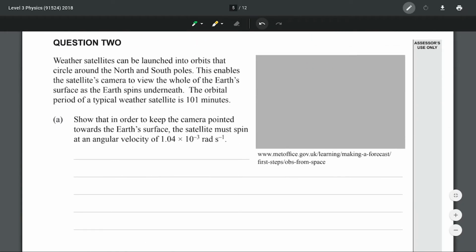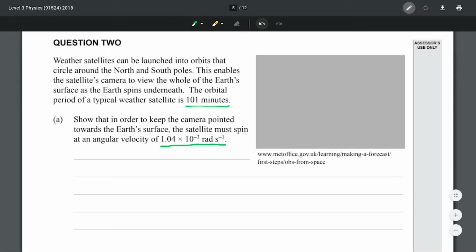Question 2. Weather satellites can be launched into orbits that circle around the north and south poles. This enables the satellite's camera to view the whole Earth's surface as the Earth spins underneath. The orbital period of a typical weather satellite is 101 minutes. Show that in order to keep the camera pointed towards the Earth's surface, the satellite must spin at an angular velocity of 1.04 times 10 to the minus 3 radians per second.